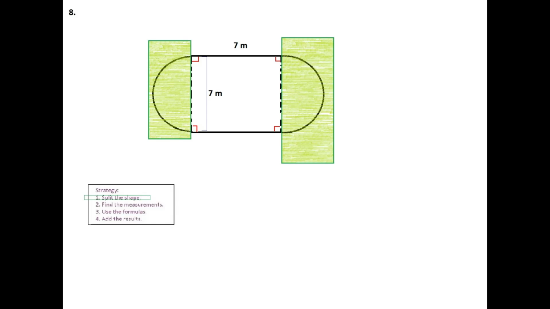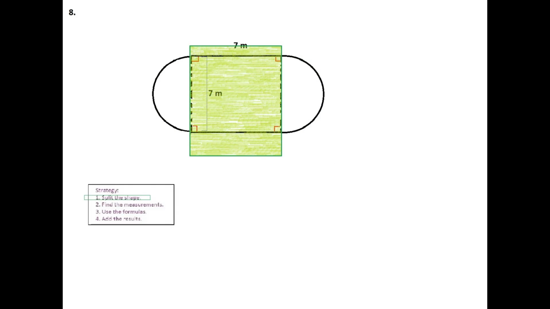We're going to split our shape. Now, if you notice, I have two places that I've highlighted here. The reason I've done that is because I don't see two different shapes. I see one shape. So we'll talk about that in a few seconds. And this is my first shape. The second shape is this square sitting in the middle. 7 meters at the top, 7 meters down the side.